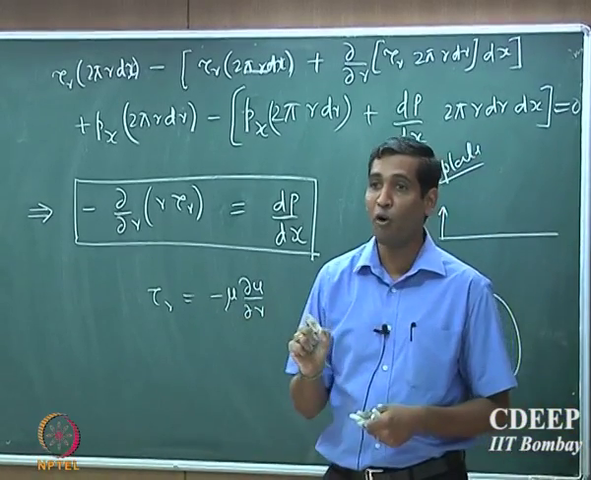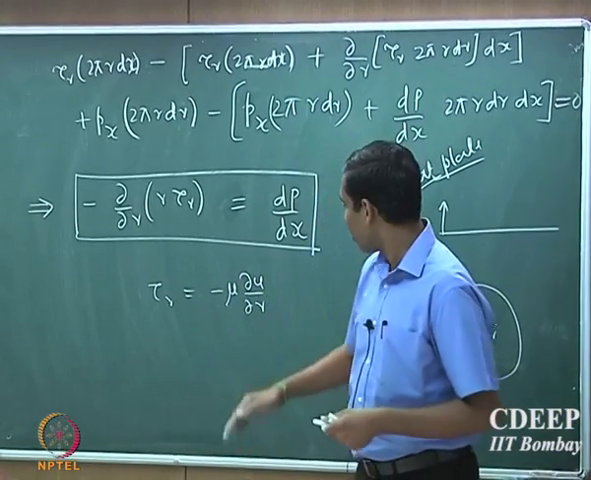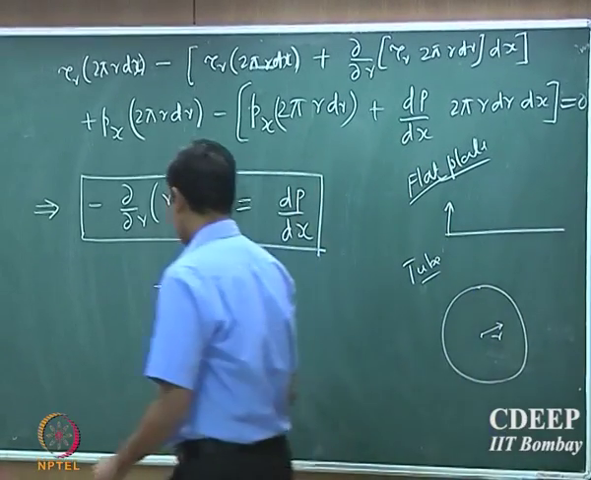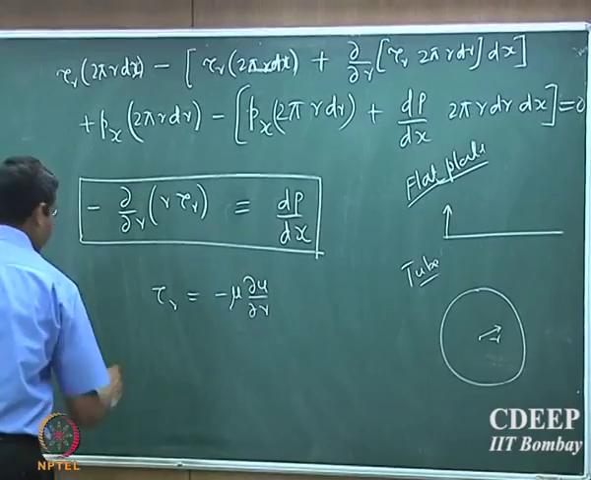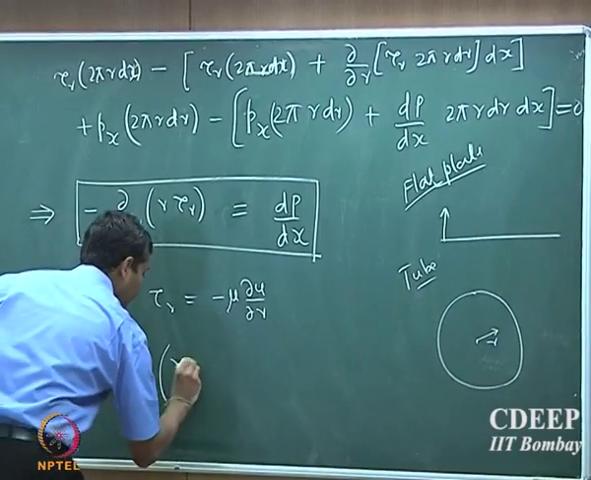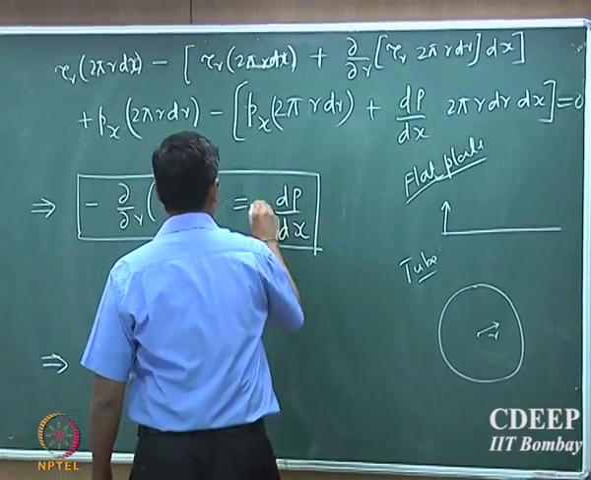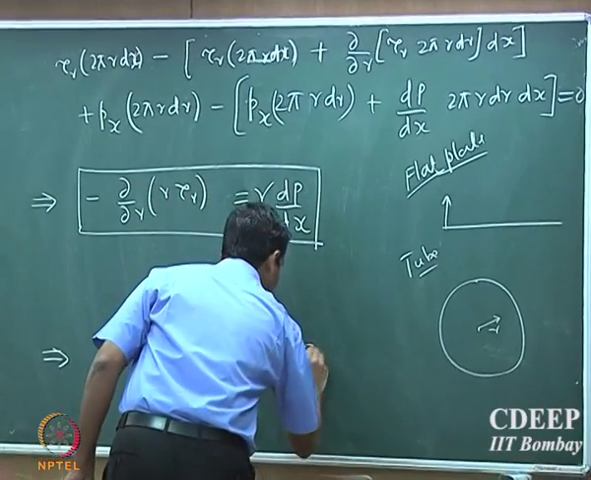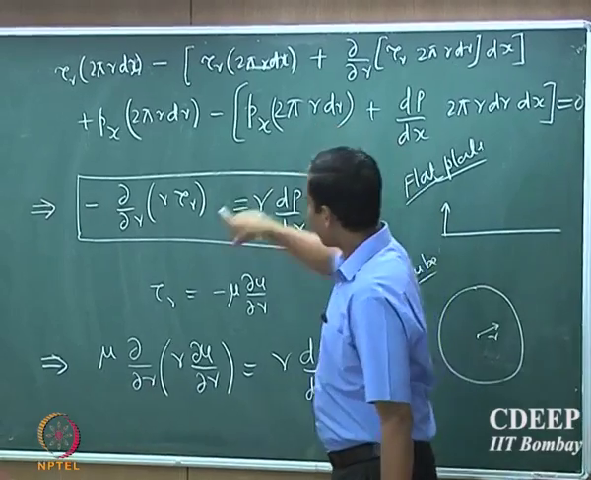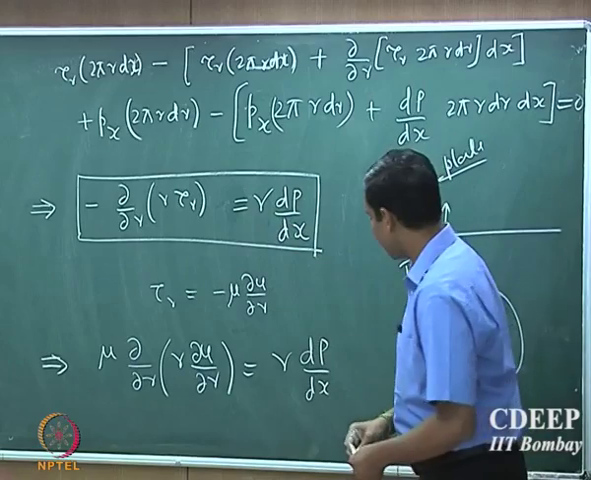That's why you have a minus sign. So be very careful when you go from Cartesian to cylindrical coordinates or spherical coordinates. You should always be very careful about the sign that you use. Okay. So therefore, if you plug that in, it will be mu into d by dr of r du by dr equal to, oh I forgot an r here, r dp by dx. So the r doesn't cancel out because it's present inside the differential. It should be r dp by dx. Please correct it. Okay.